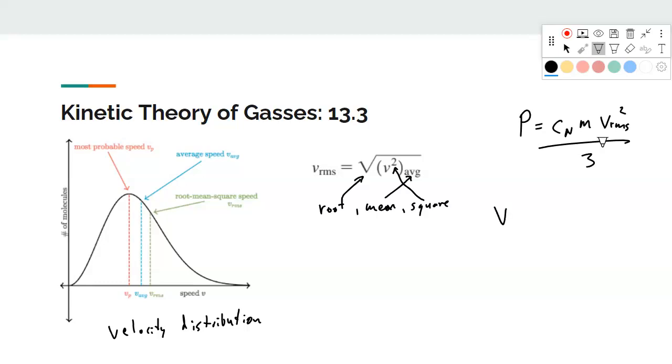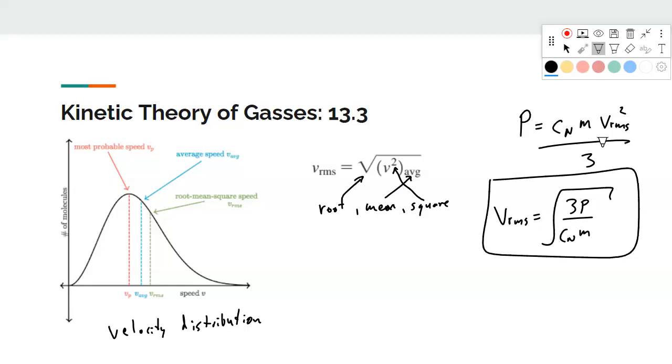So oftentimes you'll see this written as V RMS, rearranged as the square root of 3p over Cnm. So this is one of two formulas we'll have for finding the RMS velocity of gas molecules based on the macroscopic values of the gas. Okay, so if you know the pressure of the gas, and then remember to get this mass, we need to think about the periodic table, right? Whatever its molecular weight is or something like that.